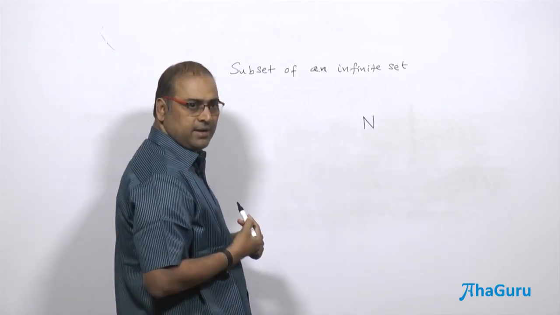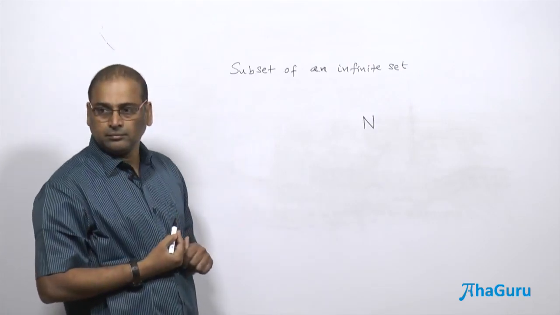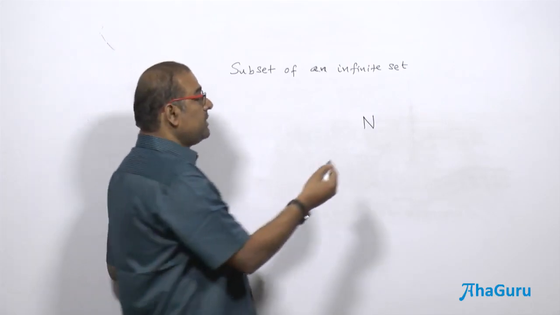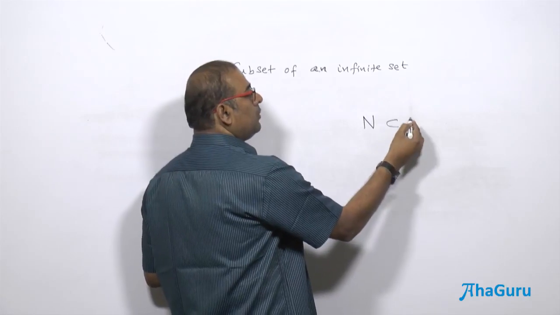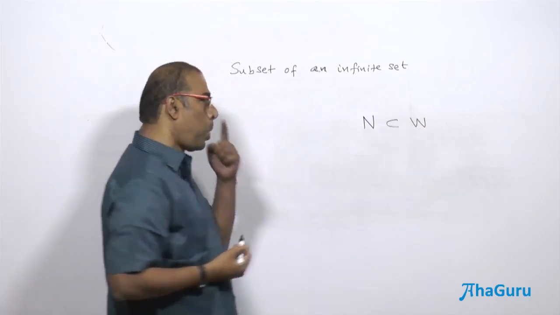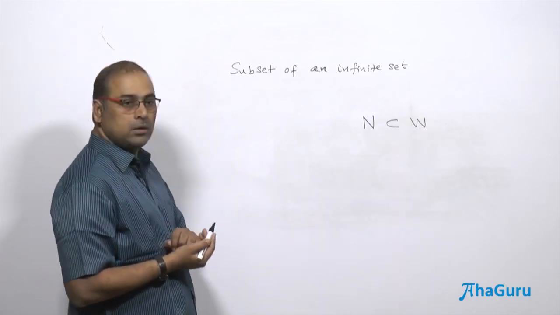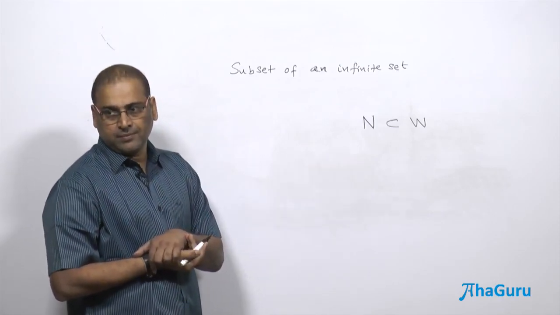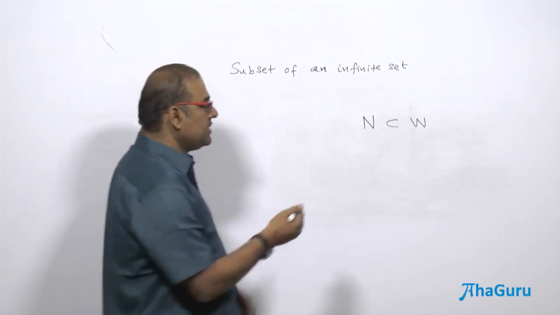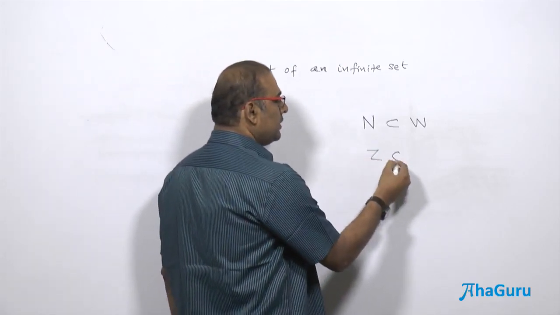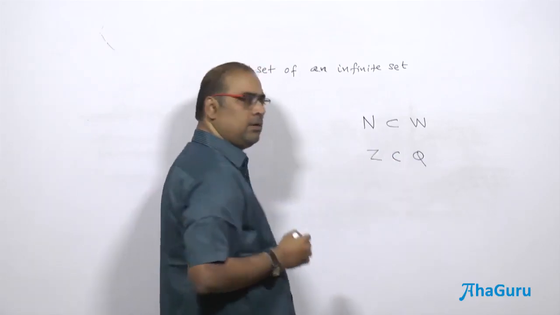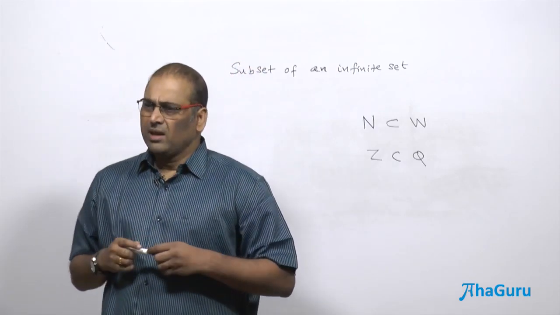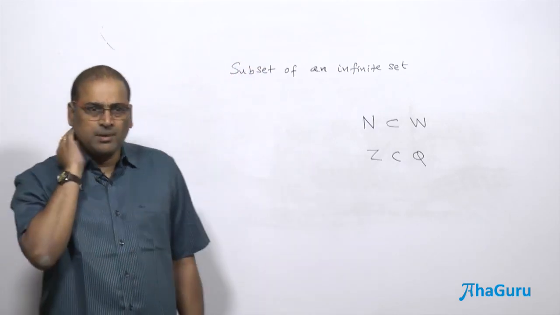Okay, an infinite set, right. Natural numbers are a subset of whole numbers. Correct, very good. Or two-digit numbers are a subset of natural numbers. Or you can say the integers are a subset of rational numbers. Okay, these are all fine. Here you are talking about numbers.